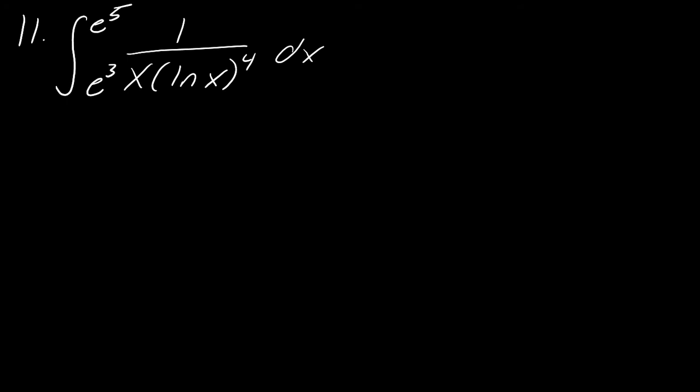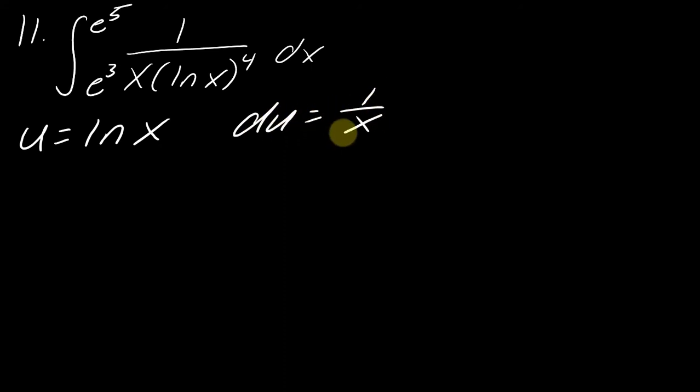Okay, so for number 11, for this one I have another definite integral. So this is going to be another case of substitution. So in this case, I'm going to use my u is equal to the natural log of x, and then my du will be 1 over x, and then I want to change my limits of integration.